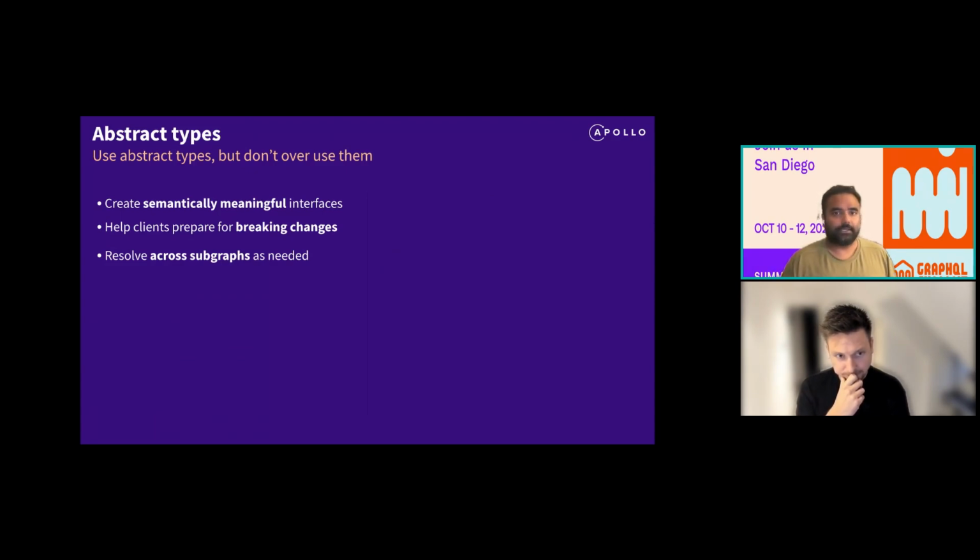Finally, the last consideration when using abstract types is they can be tricky to resolve when they're reused across different subgraphs. And we'll cover some cross-cutting concerns like that later on. But it's also something that you want to keep in mind.